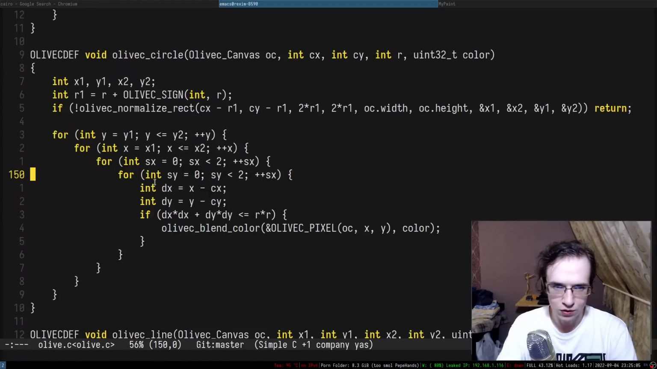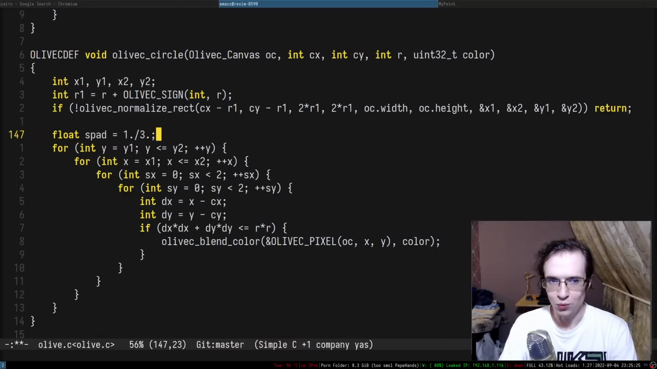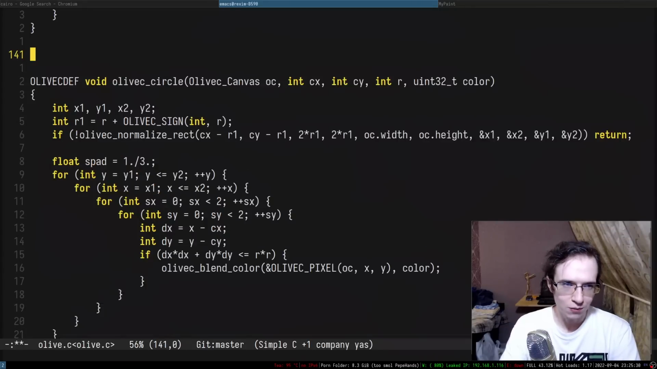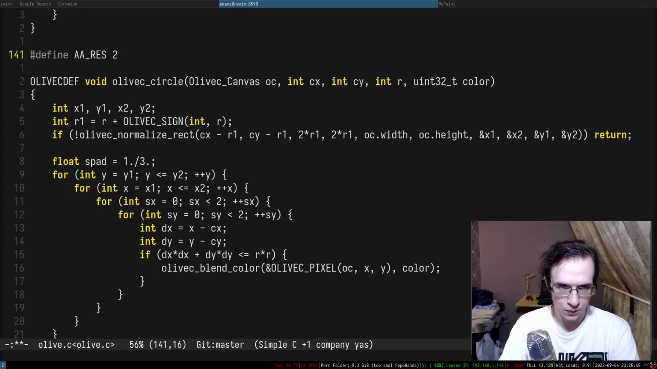So let's actually do something like this. Since it's basically constant, I think I'm going to put it in here. So float spad, right? I'm going to divide 1 by 3, which actually makes it sort of customizable, if you know what I mean. We can maybe define some sort of a constant, res, and res is basically the amount of subpixels in here. Here we have 2, so that means it's going to be 2.